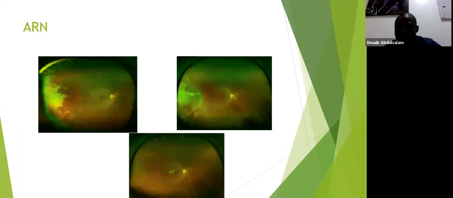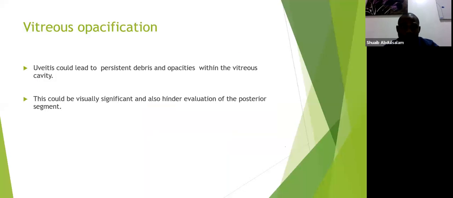So this is just a case of acute retinal necrosis. In the first slide, you can see the yellowish area in the periphery, in the temporal periphery. That's a case of acute retinal necrosis. And you can see in the second slide, the patient has a retinal detachment following the acute retinal necrosis. And in the last slide, the patient had a vitrectomy, and the retina is now flat.